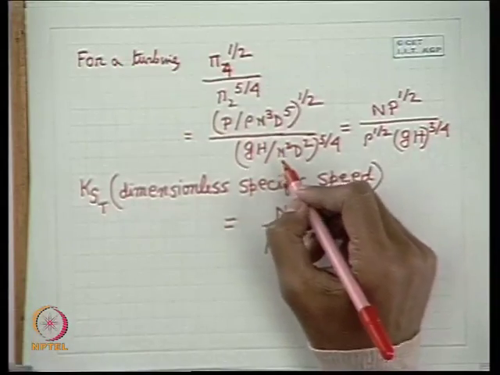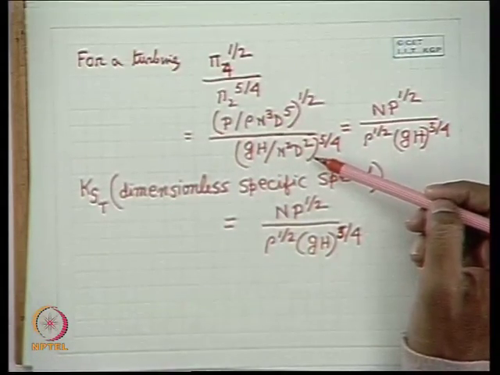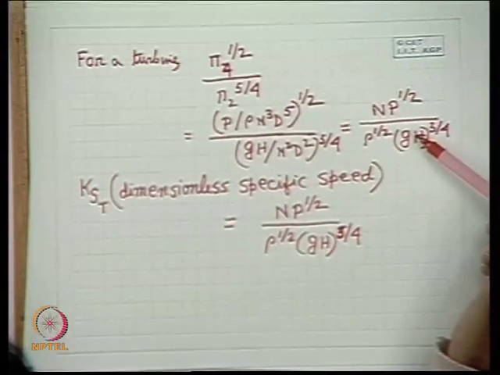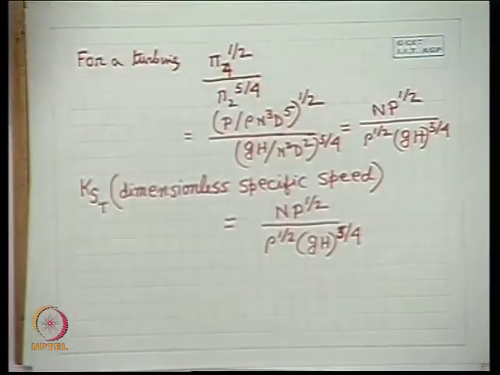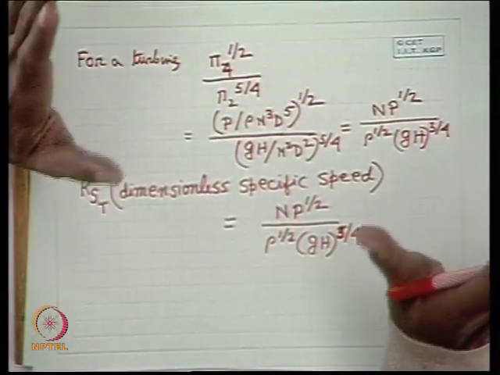Why have you taken this combination? Because this combination will give a parameter which is free from diameter. You can see a straightforward combination you have to make, which will be a parameter independent of the diameter. I have just explained that we search for dimensionless terms which will be free from the rotor size.